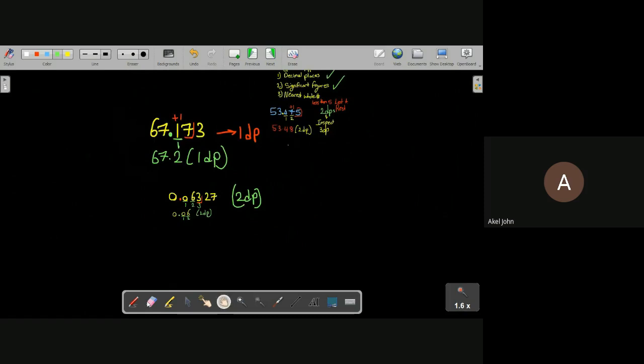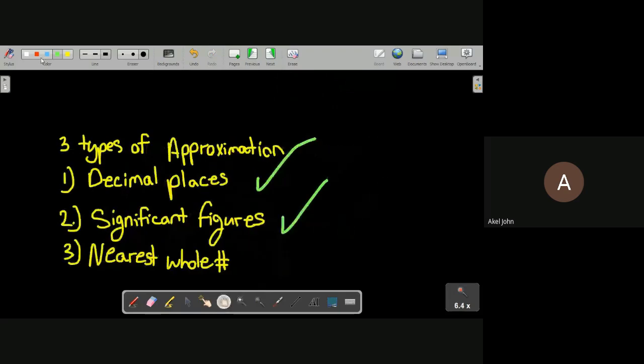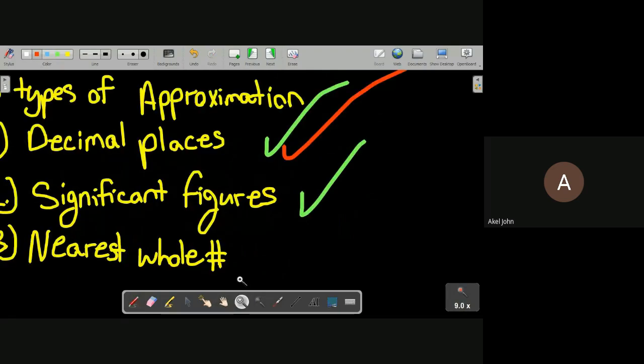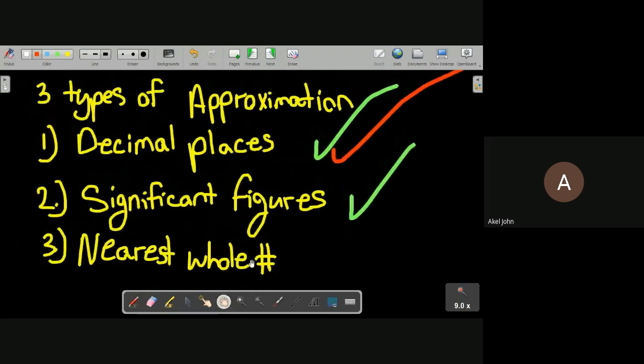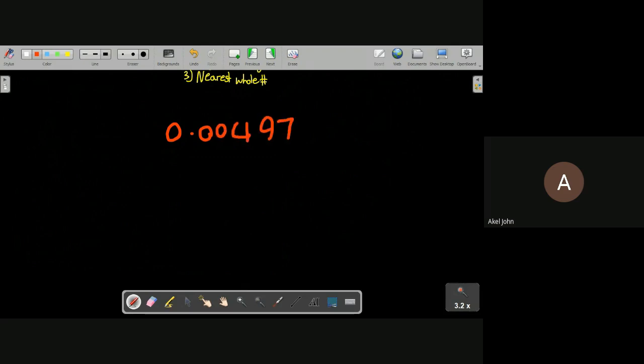Next up, we have significant figures. So let's say we're given 0.00497, right? We were given this figure.